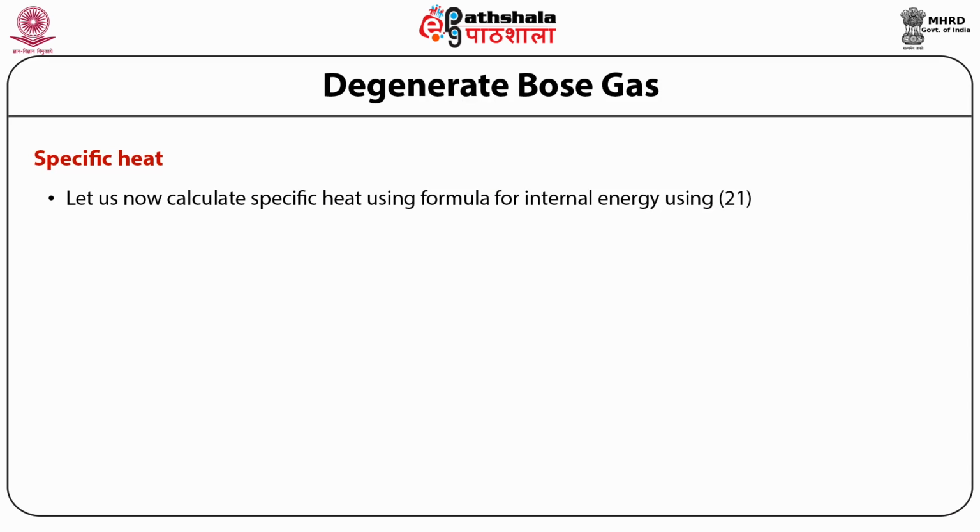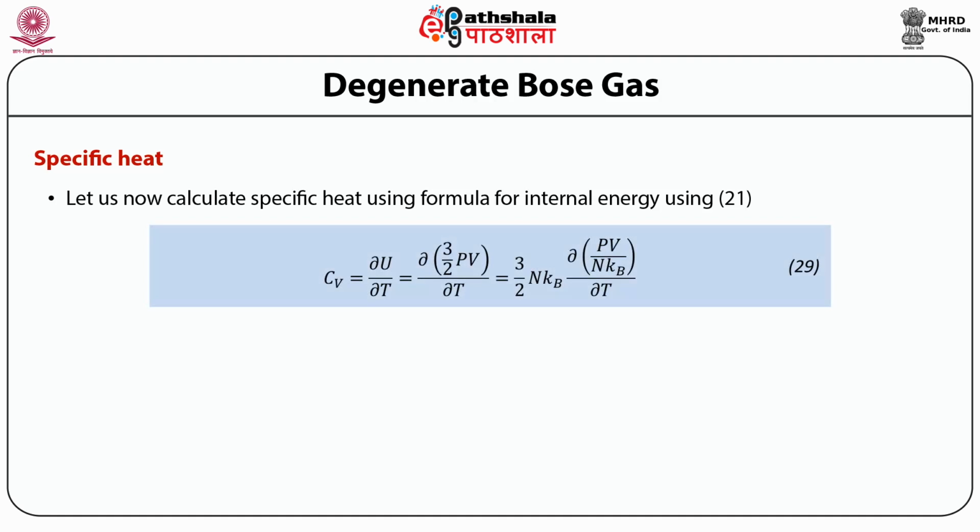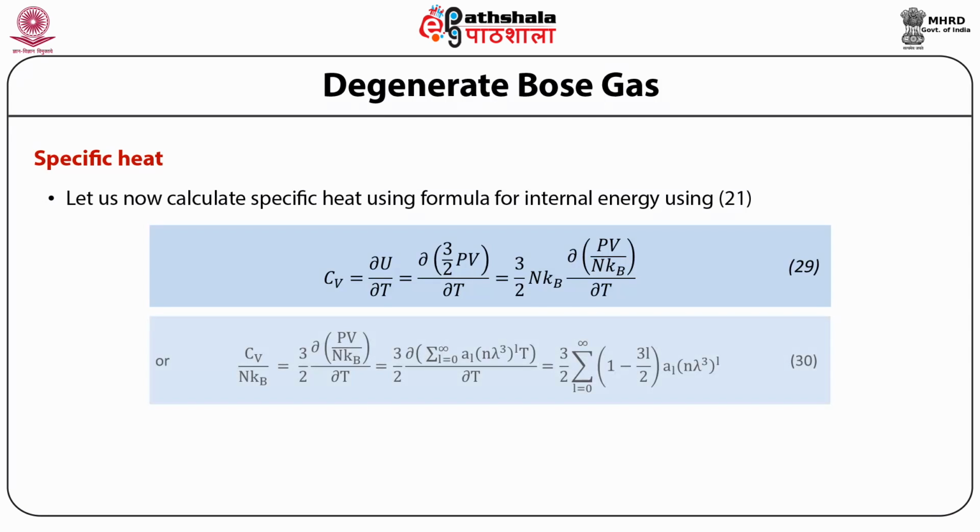Using the formula for internal energy given in equation 21, the specific heat at constant volume is equal to the partial derivative of internal energy U with respect to temperature, which is equal to the partial derivative of 3/2 PV with respect to temperature, which is equal to 3/2 N k_B times the partial derivative of PV upon N k_B T with respect to temperature, or Cv upon N k_B is equal to 3/2 partial derivative of PV upon N k_B T with respect to temperature.